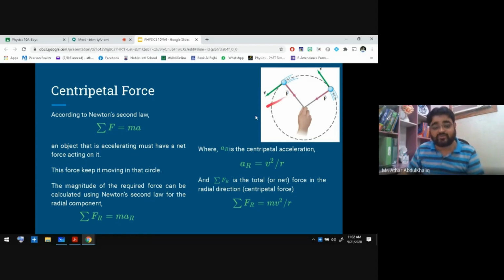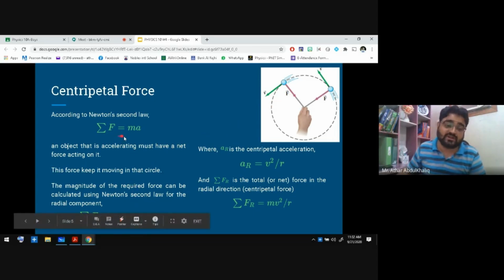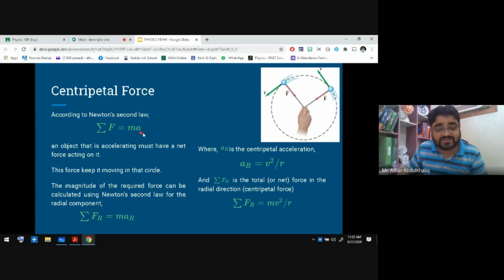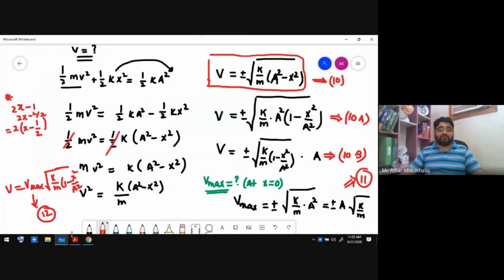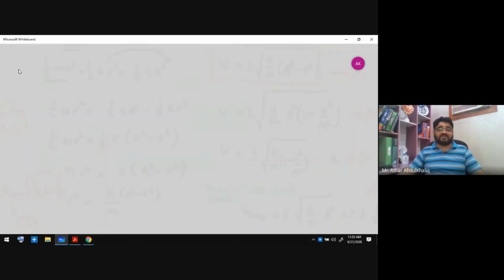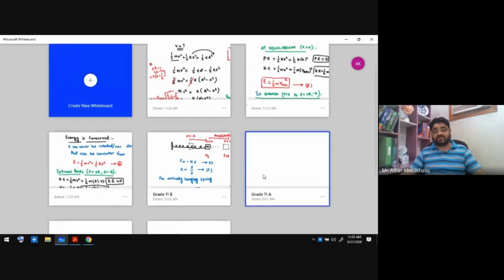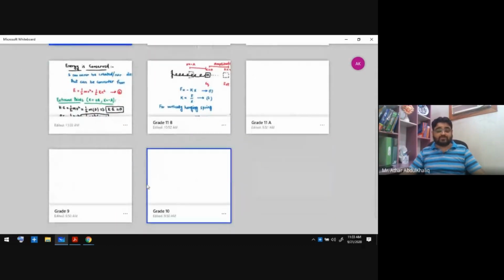To calculate this force, I start with Newton's second law. F is equal to ma. So m is as usual mass. a is the circular motion's acceleration. So acceleration of the circular motion was v square over r. I substitute here, so it changes to mv square over r. So mv square over r is the equation for the object moving in the circular path.